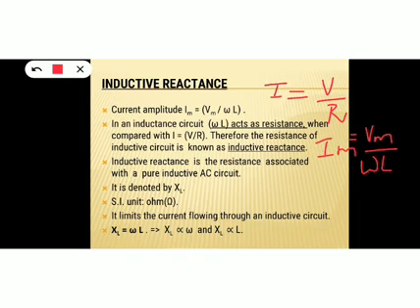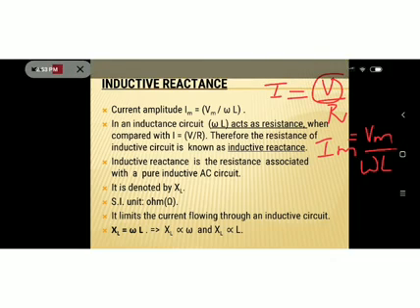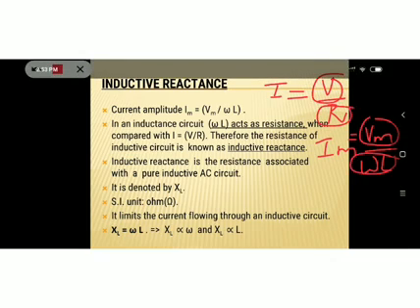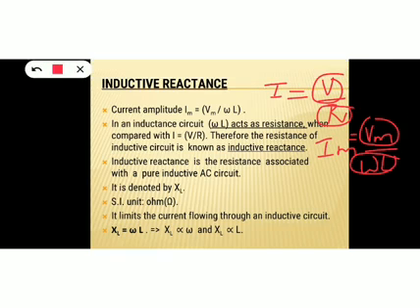So in the case of voltage, when you compare both these expressions, we have Vm, and in the case of resistance we have omega L. So this omega L plays the role of resistance in an inductive AC circuit. And the resistance in an inductive AC circuit is known as inductive reactance. Okay, so what is inductive reactance? The resistance of an inductive circuit is known as inductive reactance.